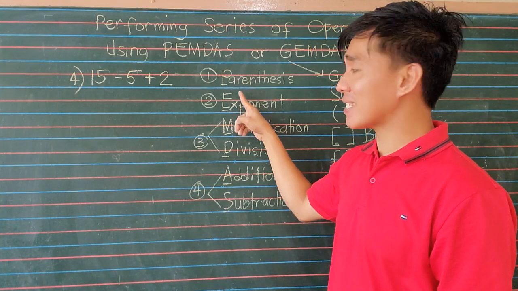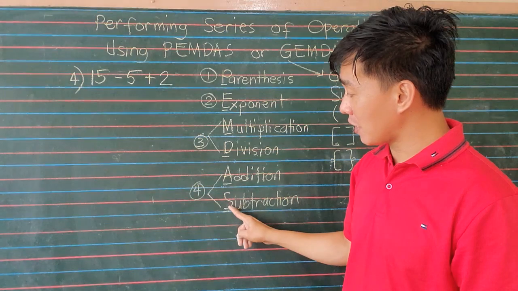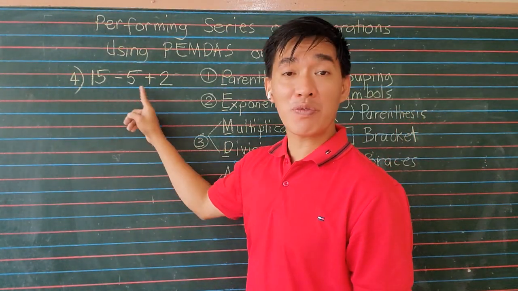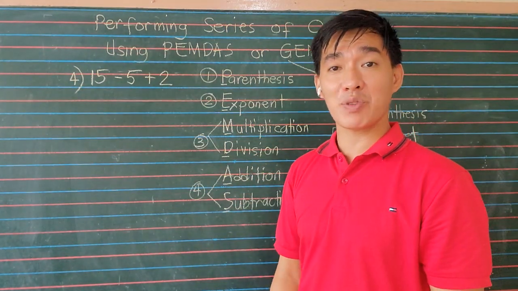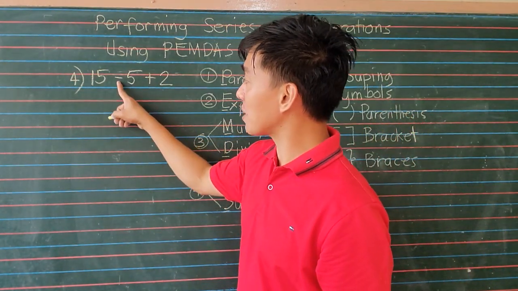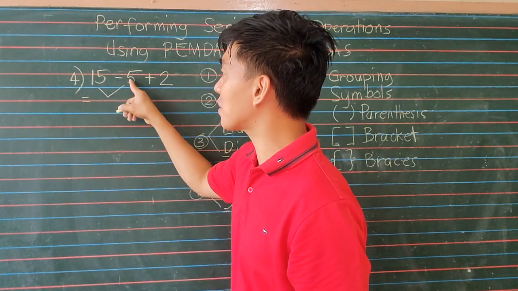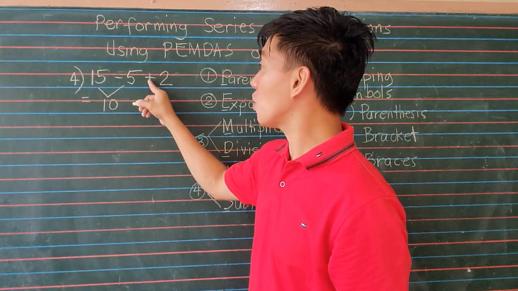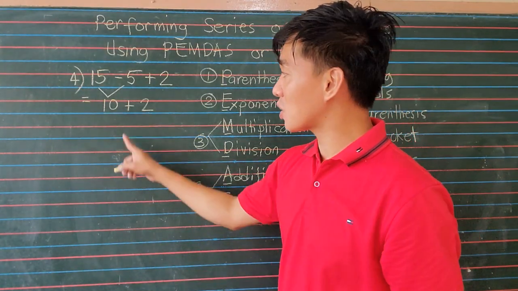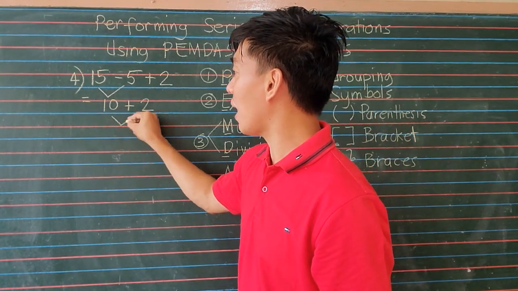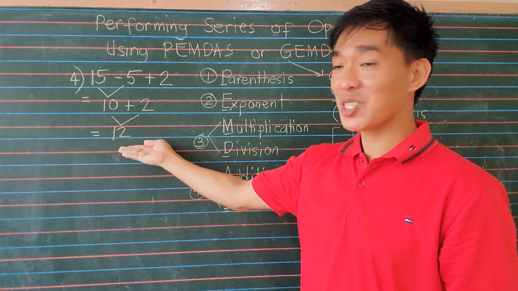For item number 4, 15 minus 5 plus 2. There's no parentheses, no exponent, no multiplication and division, but we have here addition and subtraction. Remember to follow left to right order for addition and subtraction. So subtraction comes ahead of addition. So you subtract first 15 minus 5, that is equal to 10. Then you copy plus, then you copy 2. The next thing that you have to do is to add 10 plus 2, the answer is 12. Therefore, the answer for number 4 is 12.